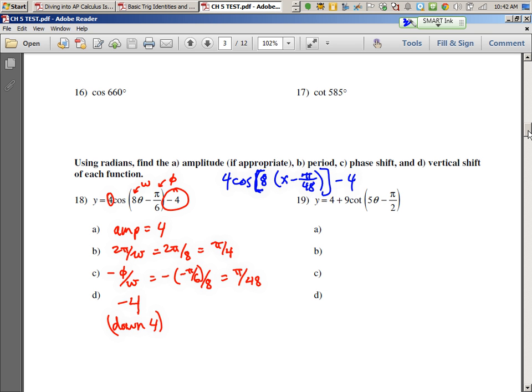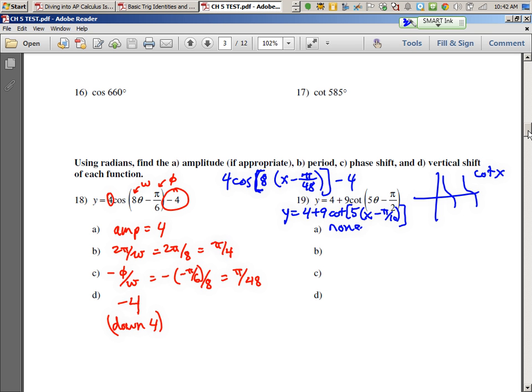We do the same thing with this problem. Now, there's no amplitude on a cotan wave, because it's not really a wave, it's more of a repeating pattern. Cotan looks like this. So we wouldn't call it amplitude, because amplitude means highest and lowest points. So you would just put none. There's no amplitude. For the rest of it, you can just factor it out. Pull that 5 out real quick, and you can see it's x minus pi over 10.